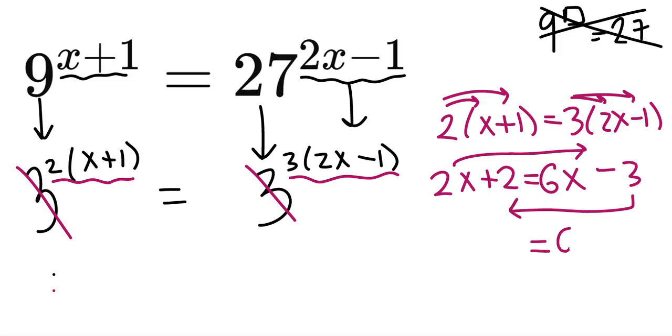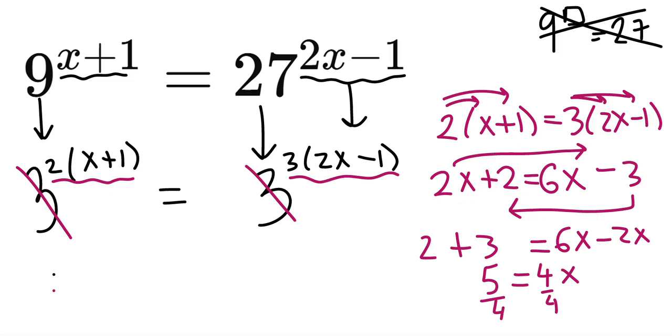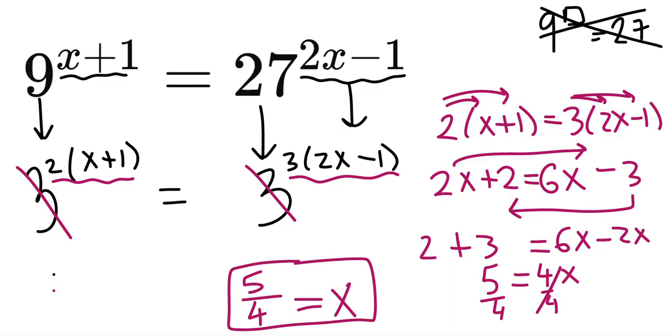What does it become then? 6x minus 2x, and 2 plus 3 is equal to 5. 6 minus 2 is equal to 4x. We know that we have to divide by 4, right? Final answer: x is equal to 5 over 4. That's it, we are done.